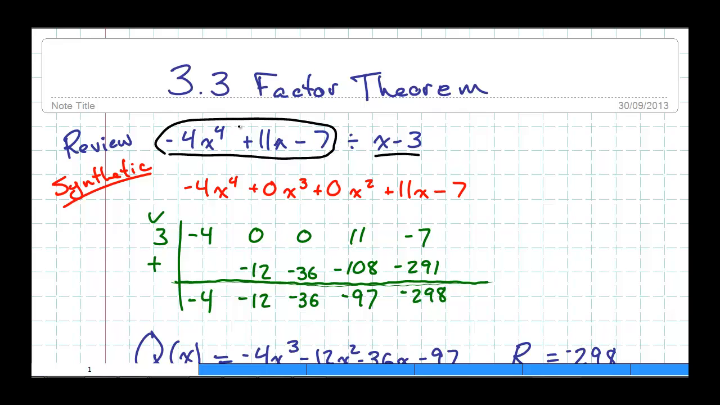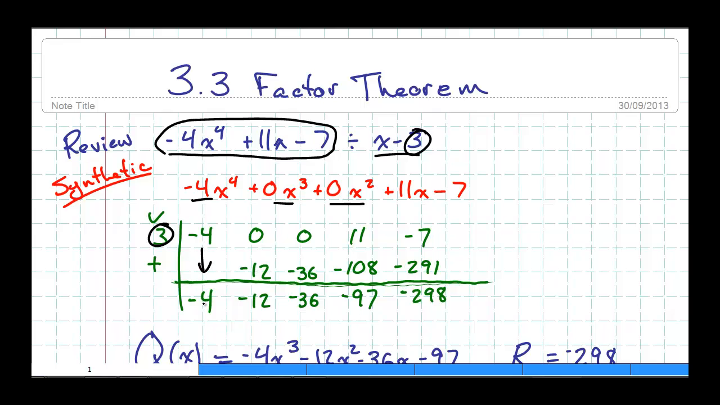Now you'll notice that there was no cubic here and there was no second degree variable, so we put that in. I put negative 4x to the 4 plus 0x cubed plus 0x squared to hold place values plus 11x minus 7. And with synthetic division, we used our coefficients, negative 4, 0, 0, 11, and negative 7, and then we used the a value of 3 to do our synthetic division.